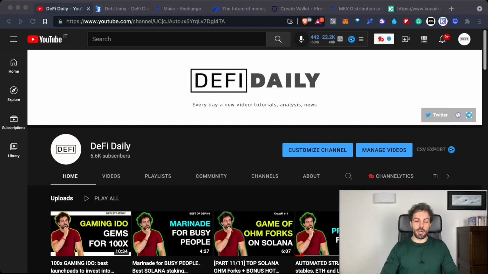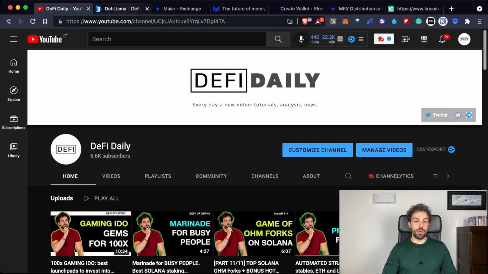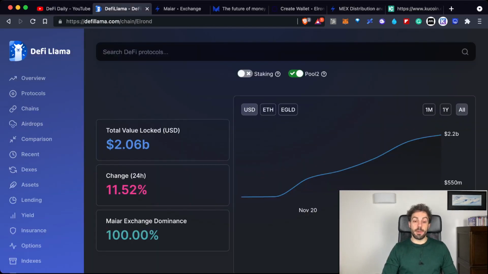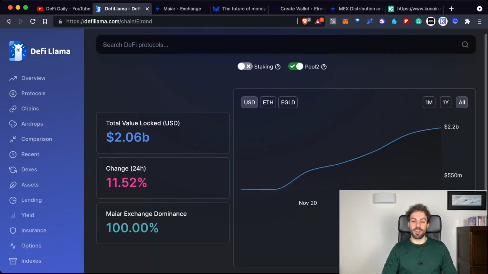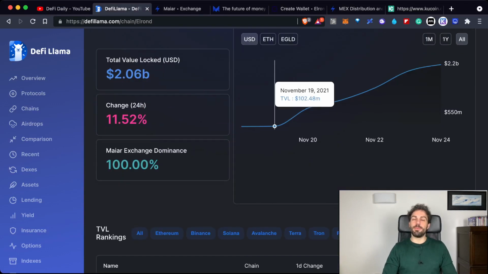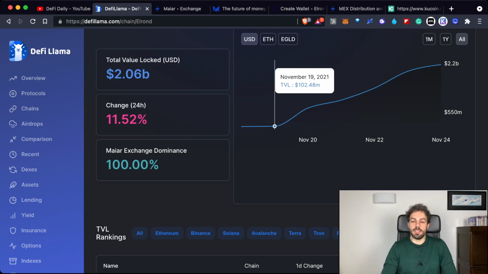Okay guys, let's start, and I would like to show you how the MAIAR exchange is working right now. As you can see, it was born just a couple of days ago, because the day of the launch was just the 19th of November, and the total value locked inside the platform has literally skyrocketed in a couple of days. Right now we are already over 2 billion.